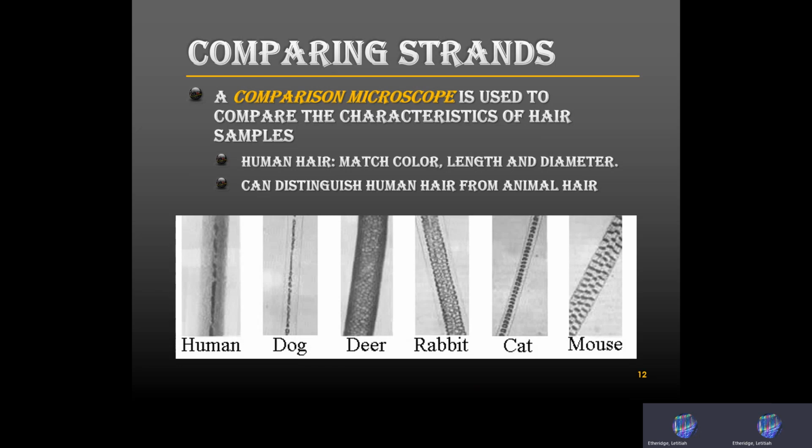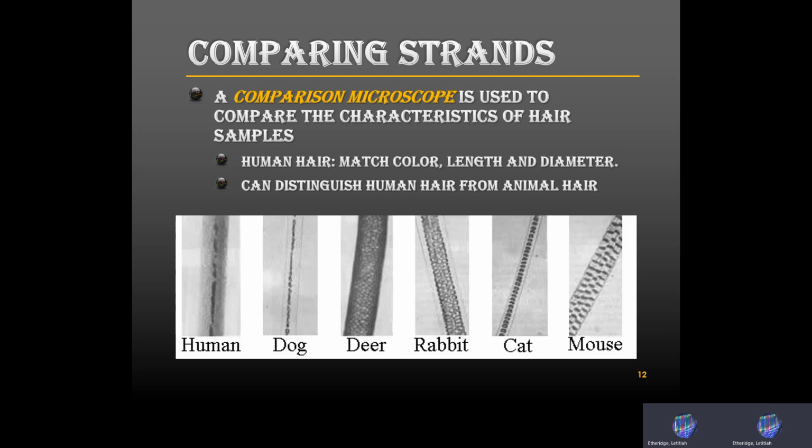He is the one who created the comparison microscope, where you could put two samples, one on one side, one on the other, and try and bring them up to see if they are similar or if the striation of the marks match. So when you're looking at human hair, you're looking to match the color, length, and diameter. We'll talk more about that toward the end of the presentation.